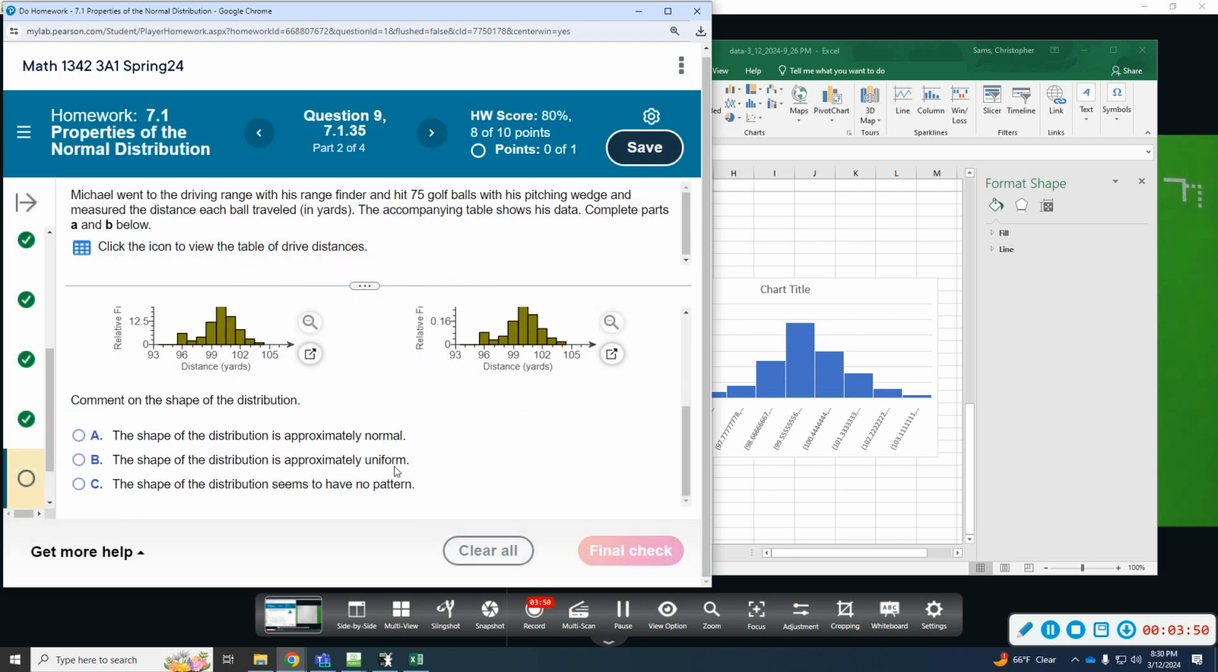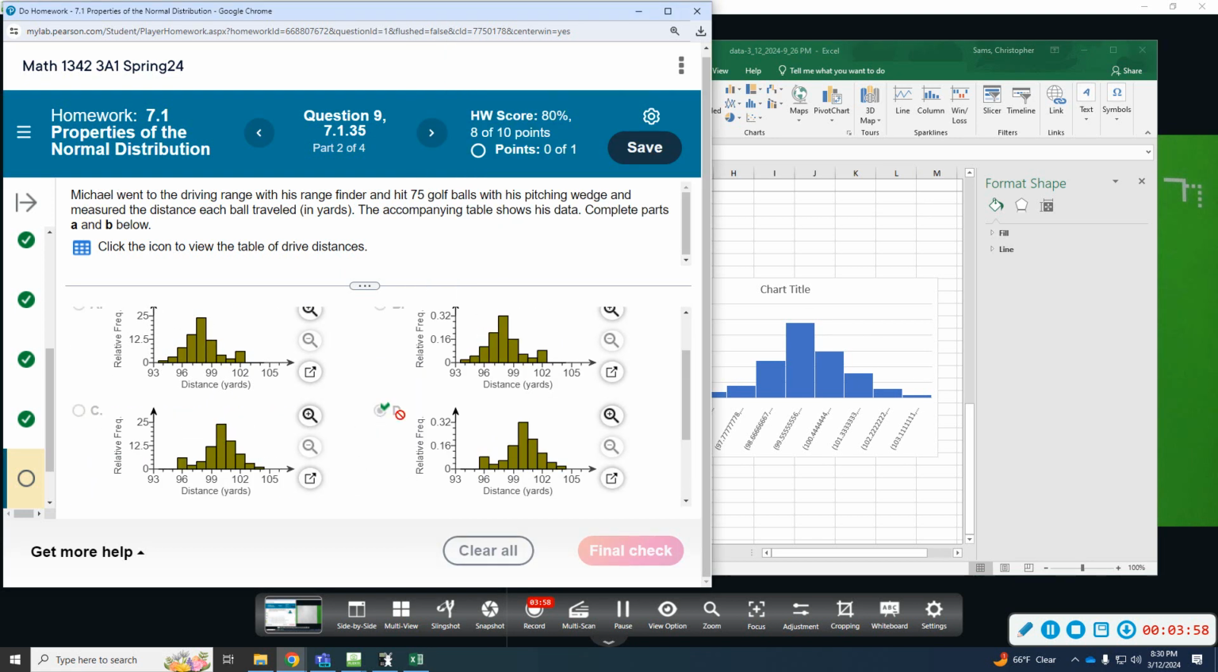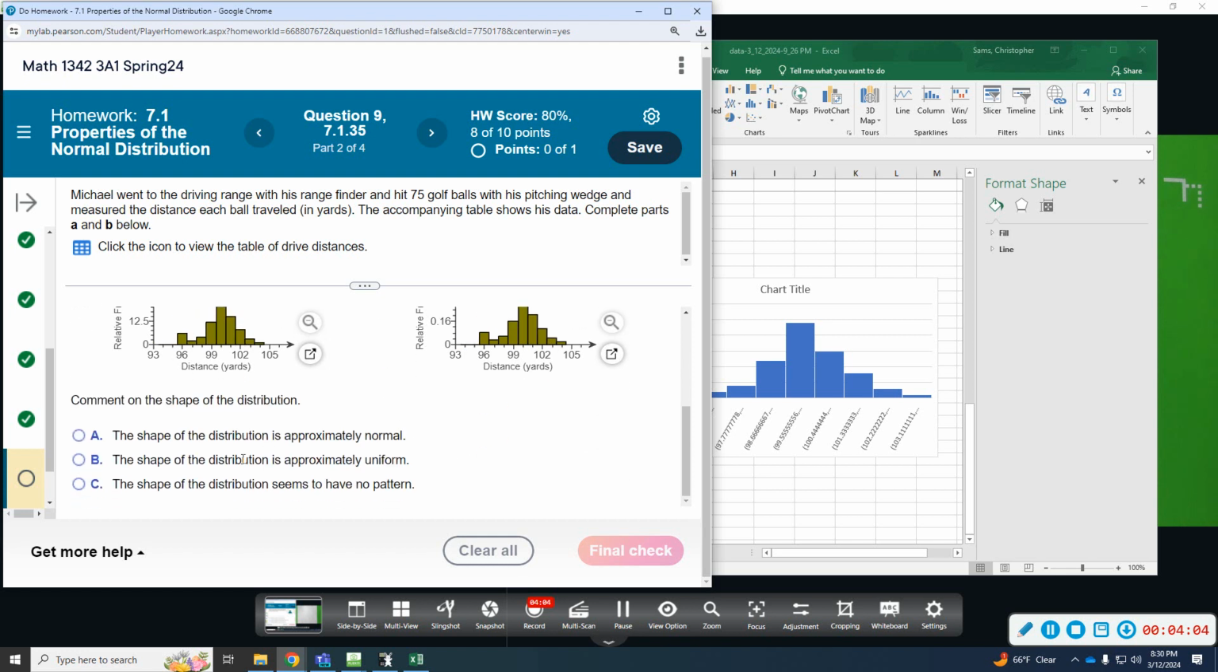We're going to comment on the shape of the distribution. If we look at this, I mean, we can say it's roughly normal. It's kind of hard to say skewed left or right, really either way. So I'm going to say it looks roughly normal. Not exactly, but just roughly.